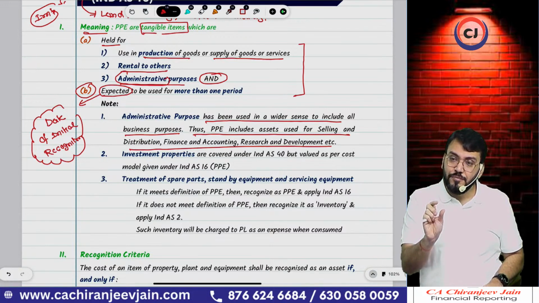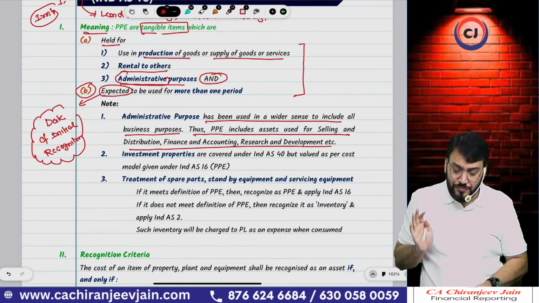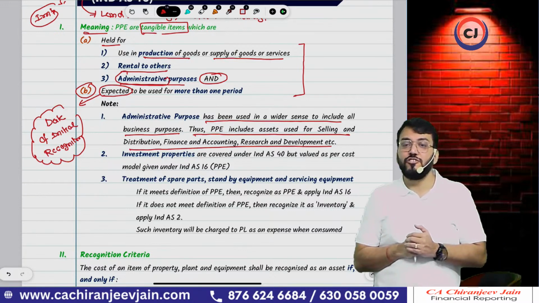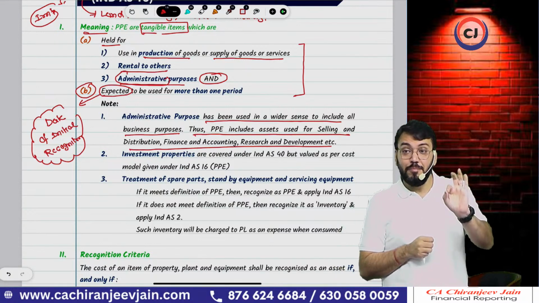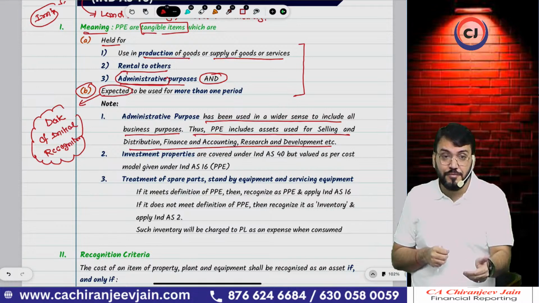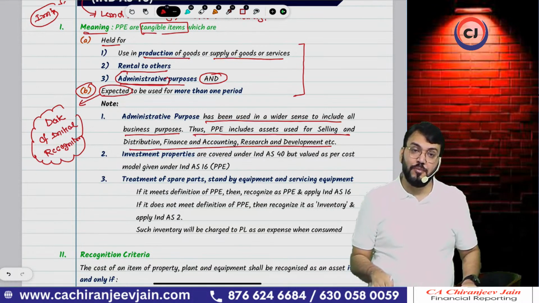So any property which is held to generate rental income will meet the definition of investment property and is outside the scope of this chapter. But plant and equipment held for earning rental income, suppose you have any plant, you have given it on rent and you are earning rental income, that is covered in this chapter.